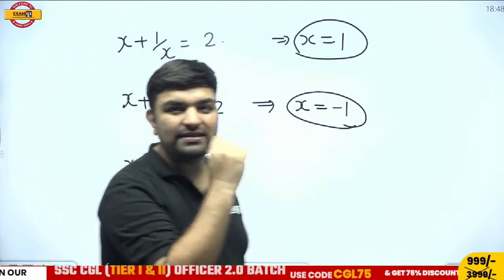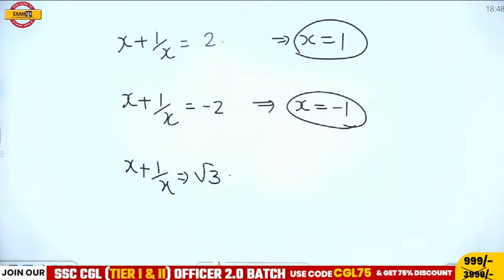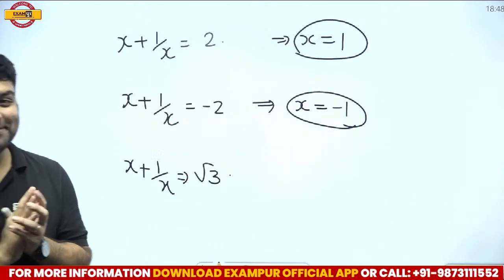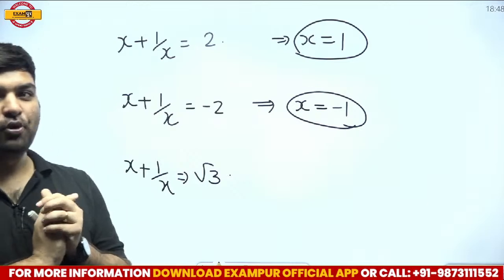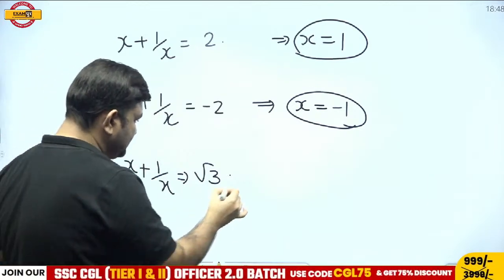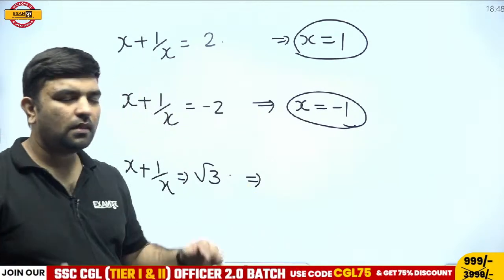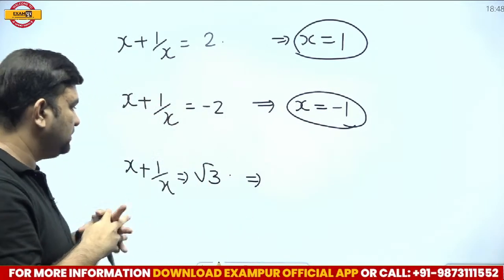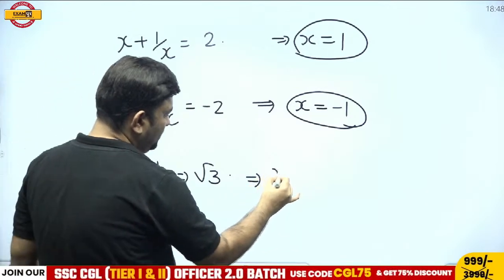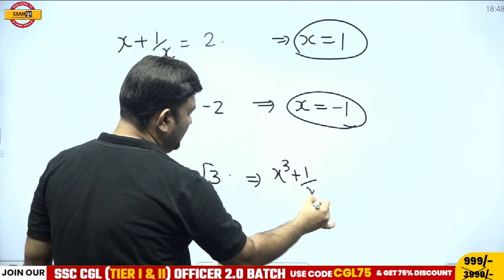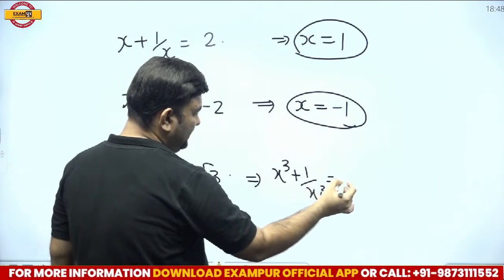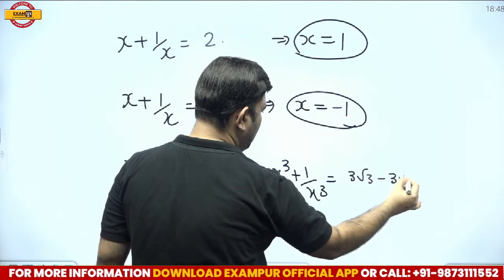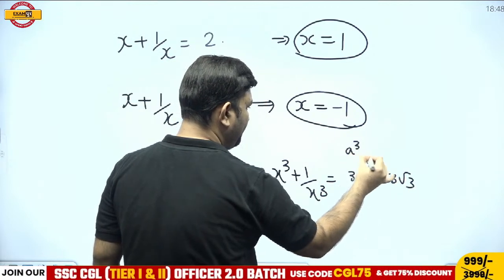x plus 1 upon x is root 3. What is the result from here? On cubing, a cube plus 1 upon a cube is root 3 ka cube, 3 root 3 minus 3a. a cube plus 1 upon a cube minus 3a gives 0.